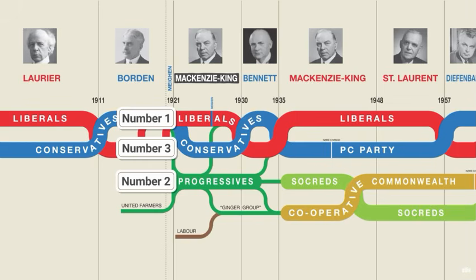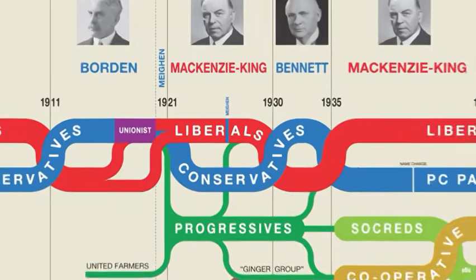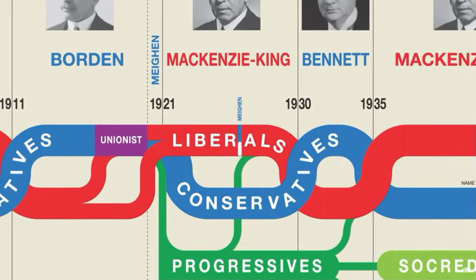This is because the Progressives, who, remember, were not very united, didn't want the title. Secondly, in 1926, the Conservative leader, Arthur Meighen, became Prime Minister again.